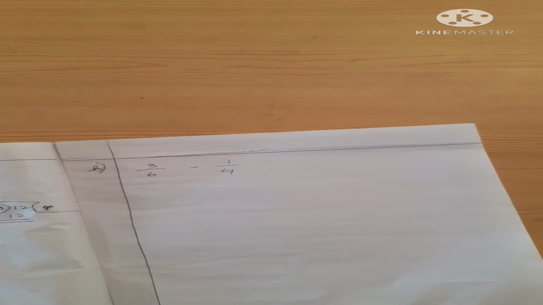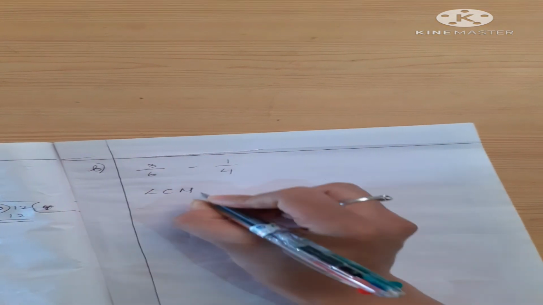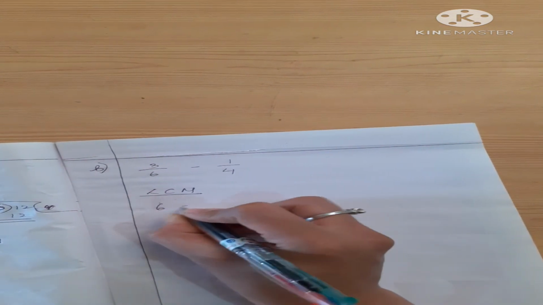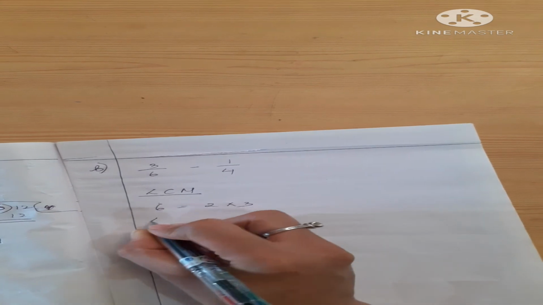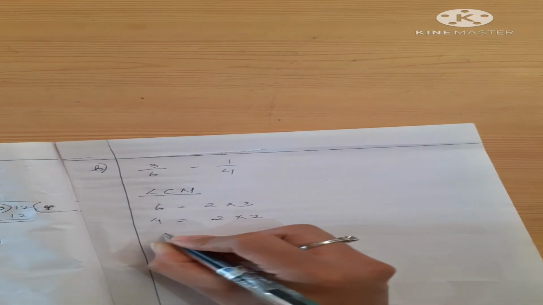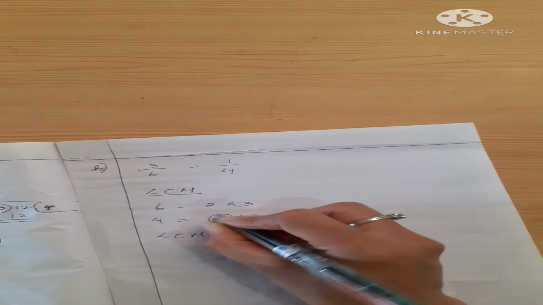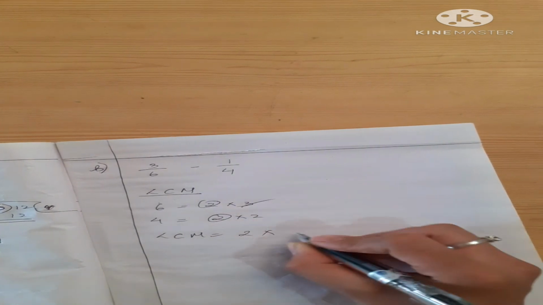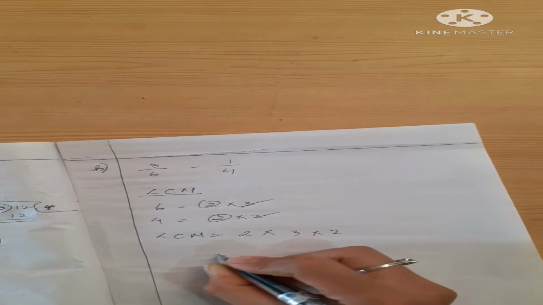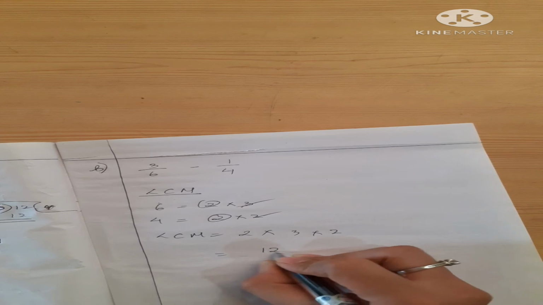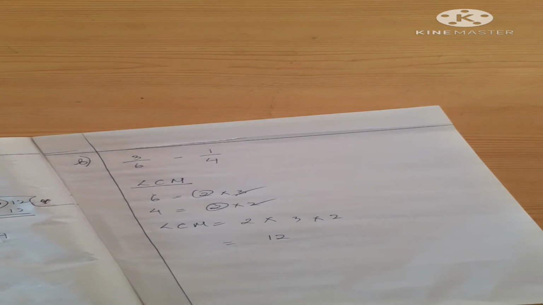Step 1 is to find the LCM. For 6, 2 and 3. For 4, 2 and 2. The LCM takes the common 2, then the remaining 2 and 3: 2 into 2 into 3 is 12. What is the second step? The second step is to divide the LCM by the denominator.